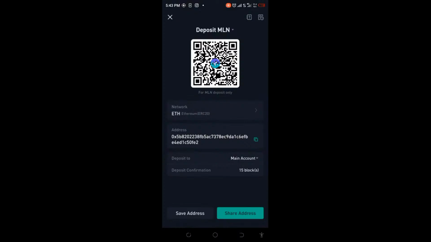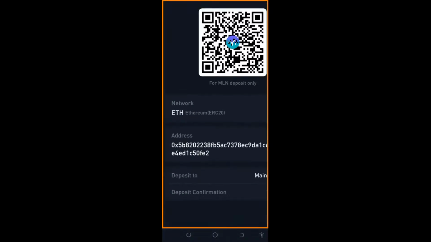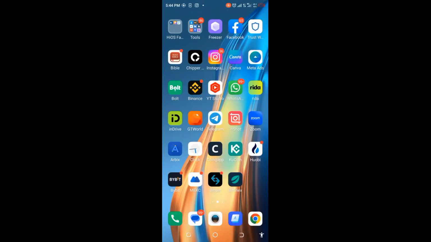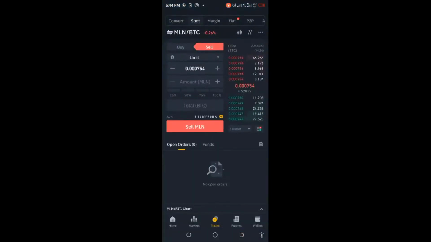Okay. So now, as you can see here, I just have to pick this. Okay. That's the copied, it's ERC20. Make sure it's the same. It must be the same. Don't forget, it must be the same. Okay. So go ahead and let's run along to withdraw this.